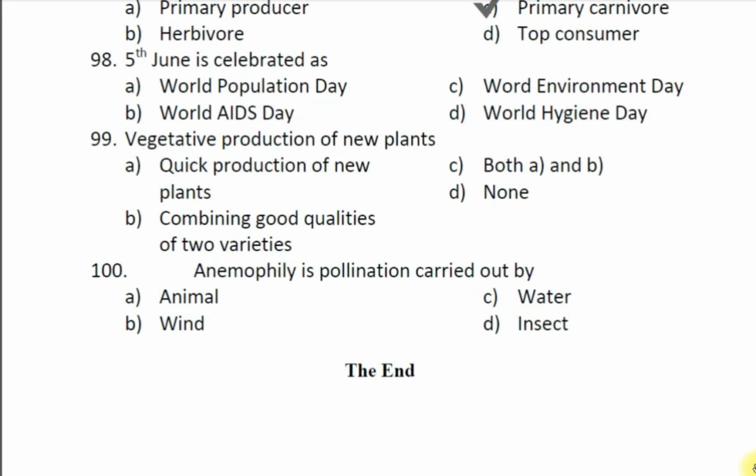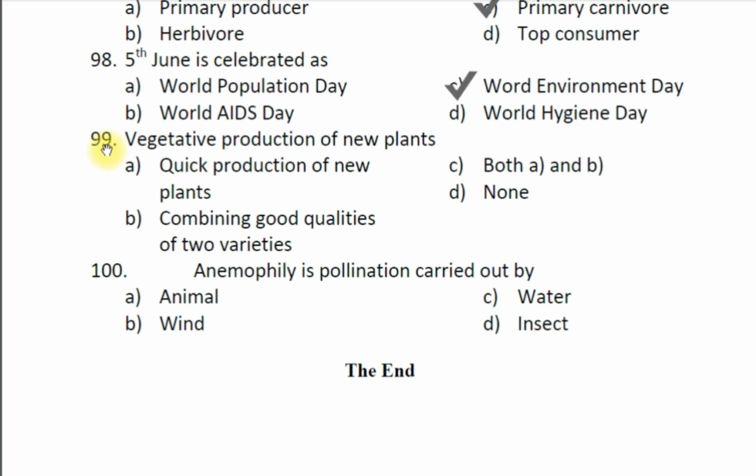Question number 98. 5th June is celebrated as A. World Population Day, B. World AIDS Day, C. World Environment Day, D. World Hygiene Day. So this is another simple easy question. I know you all are aware of it, and the correct answer is C, World Environment Day. Let's see when the other days are celebrated. World Population Day is celebrated on 11th July every year. World AIDS Day is celebrated on 1st December, while World Hygiene Day is on 5th May every year.